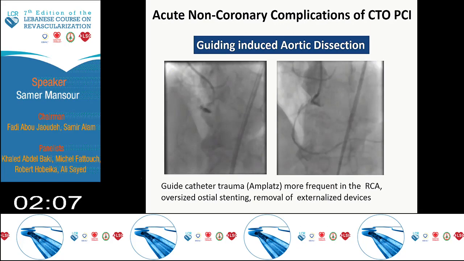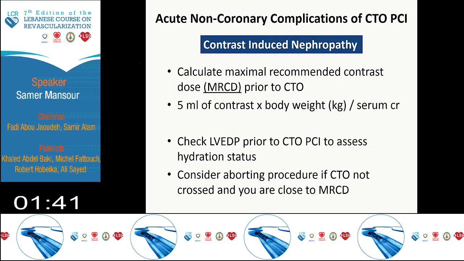Non-cardiac complications, I will end with that. Aortic dissection is mainly related to aggressive guide manipulations. With Left Amplatz, you need to be aware of the secondary curves that you will use. It's more frequent in the right coronary artery if you oversize your ostial balloons or stents. And when you are removing externalized materials, you need to pay attention to the donor artery guides that may engage deeply in the artery when you are pulling out the externalized material. So you need to keep an eye on that and keep your guiding catheter out in the aorta.